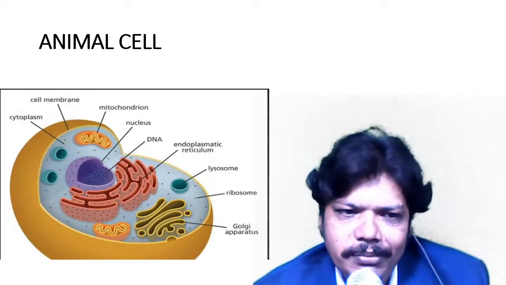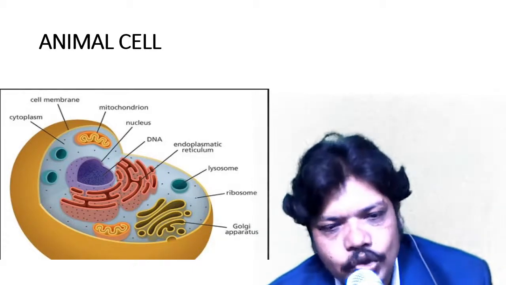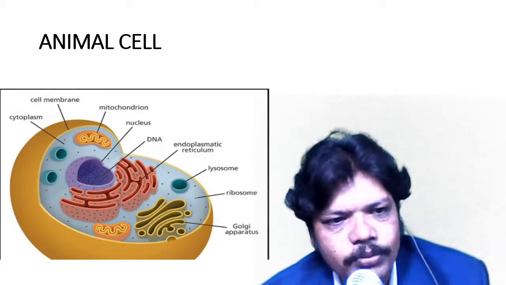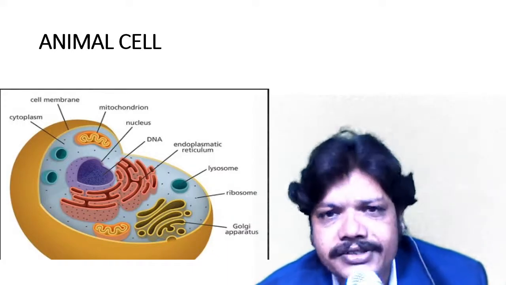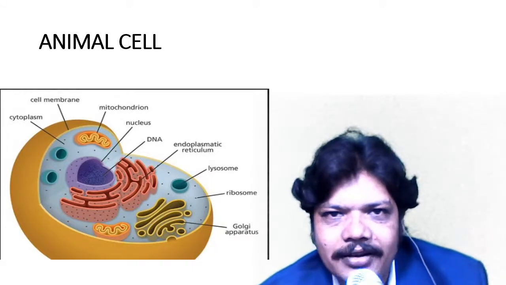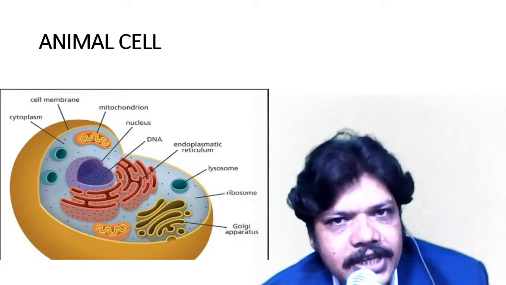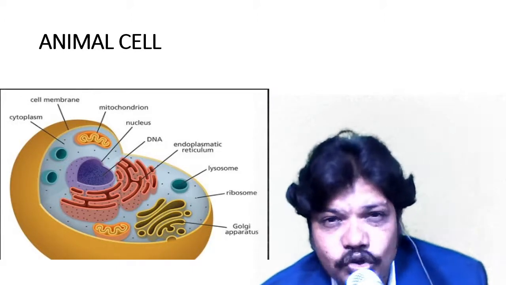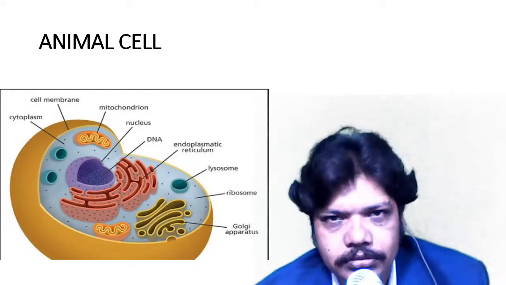The cell membrane is the outer boundary of the cell, and it protects the cell. Inside the cell membrane there is the cytoplasm. Cytoplasm is the fluid present inside the cell. Remember, the second organelle is the mitochondria. Mitochondria is the powerhouse.